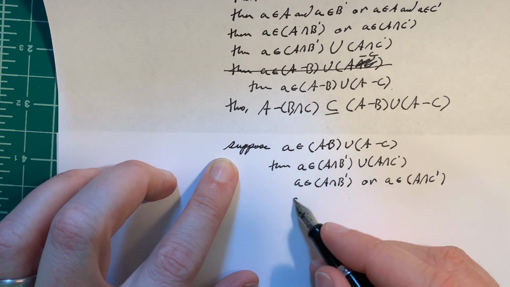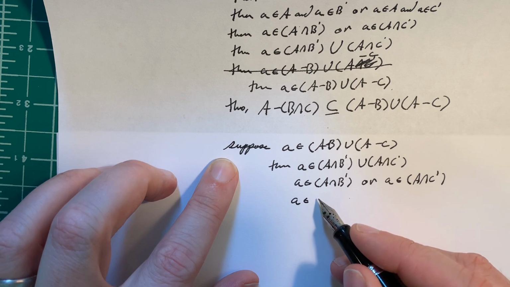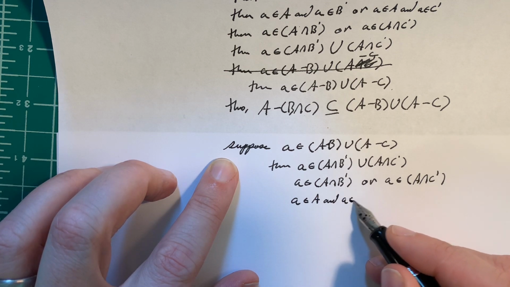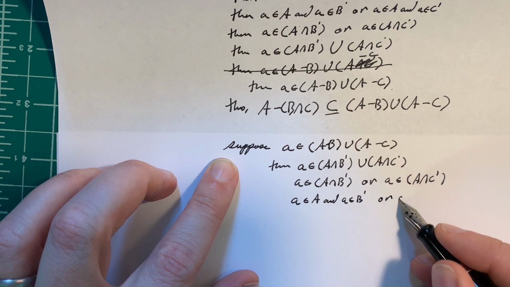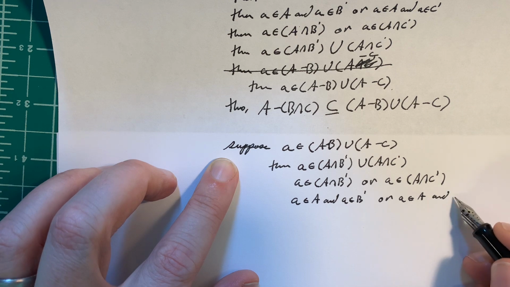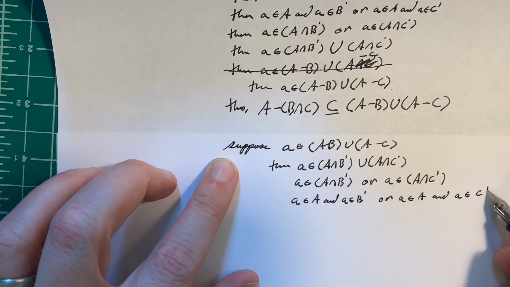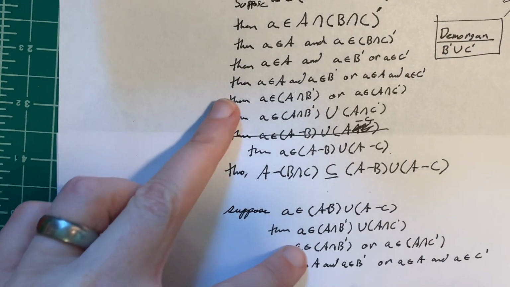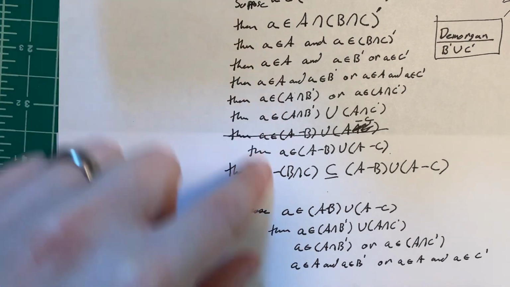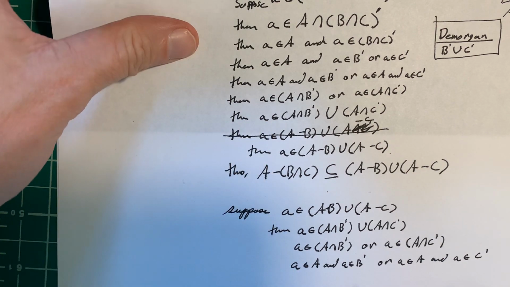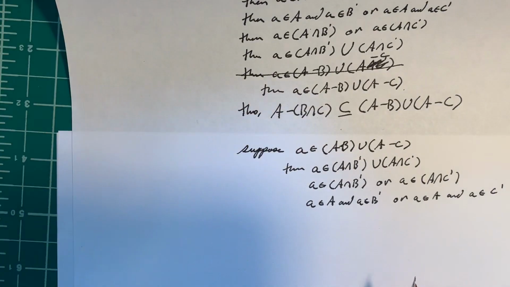We can break that up too. a is in A and a is in B complement, or a is in A and a is in C complement. And it's really easy to see how you can start switching things back up. If this part made sense, then fixing the second part is really easy. Okay. All right, so how can we do it?